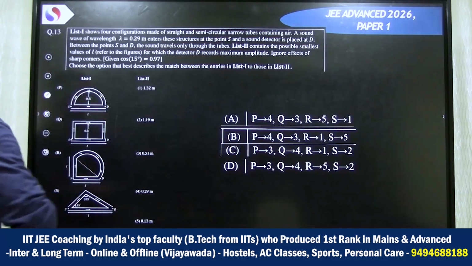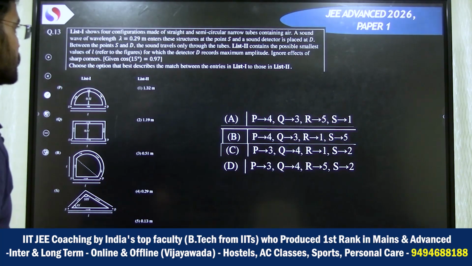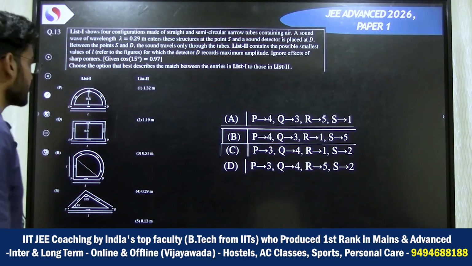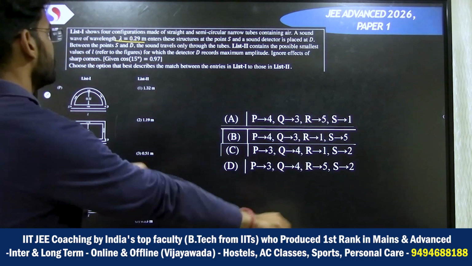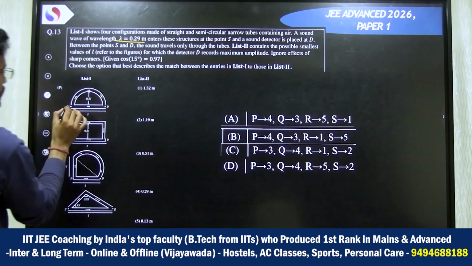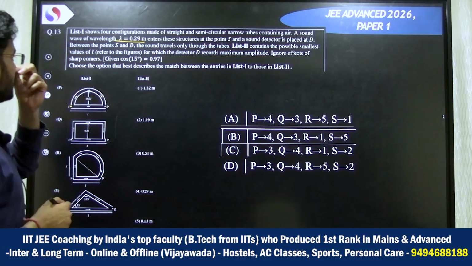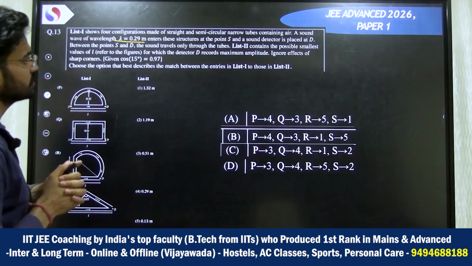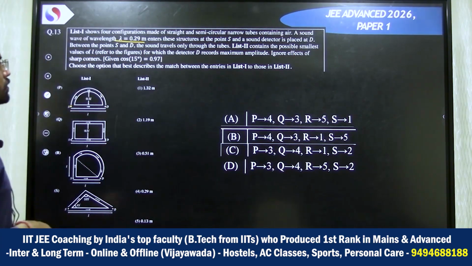Okay, let's see. List 1 shows the configurations made on the straight and semicircular narrow tubes containing air. Here we will go with option elimination, as fast as possible. First, a sound wave of wavelength lambda, given 0.29 meter, enters this structure at point S. Let's take P. The sound detector D is placed here. Between point S and D the sound travels only through the tubes. List 2 contains the possible smallest value of L for which the detector D records maximum amplitude. Ignore effects of sharp corners.